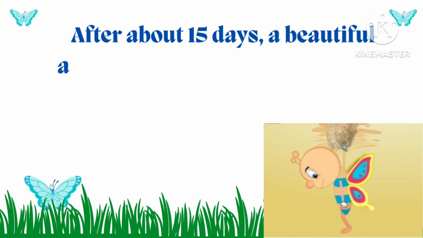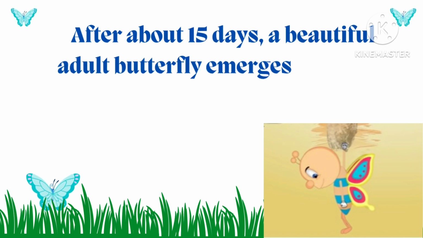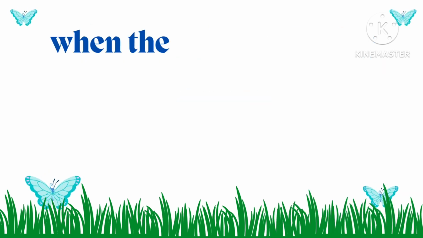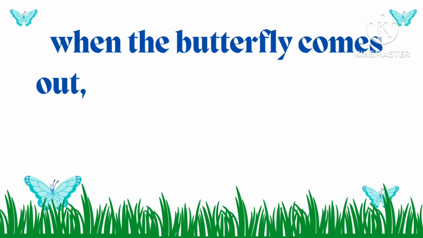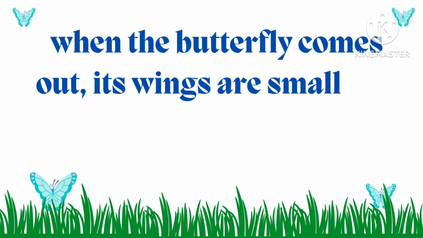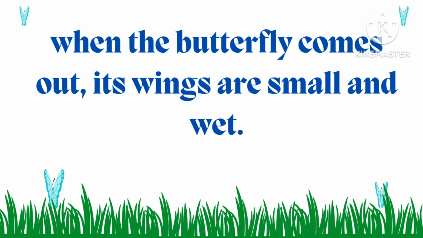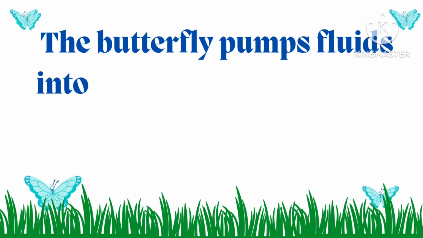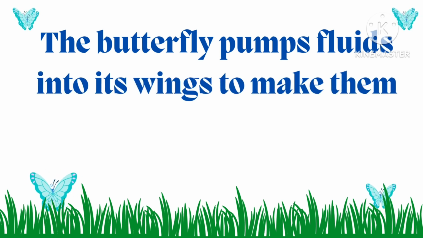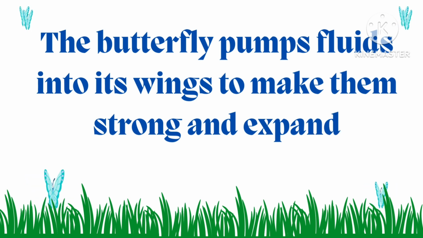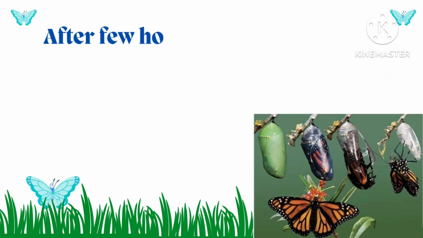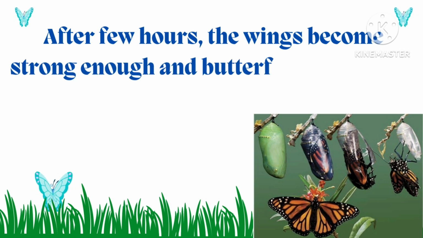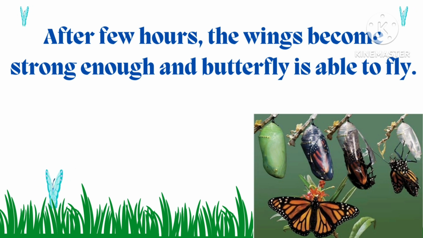After about 15 days, a beautiful adult butterfly emerges out of the chrysalis. When the butterfly comes out, its wings are small and wet. The butterfly pumps fluids into the wings to make them strong and expand. After a few hours, the wings become strong enough and butterfly is able to fly.